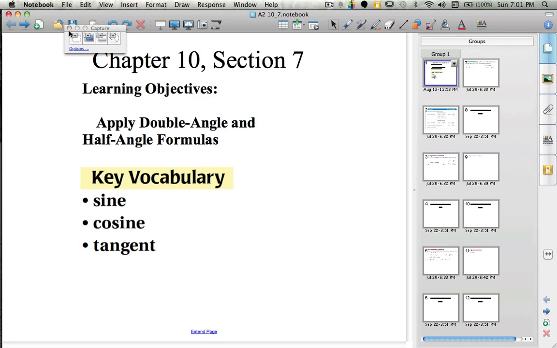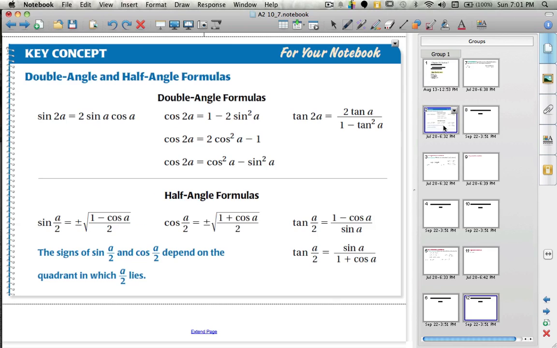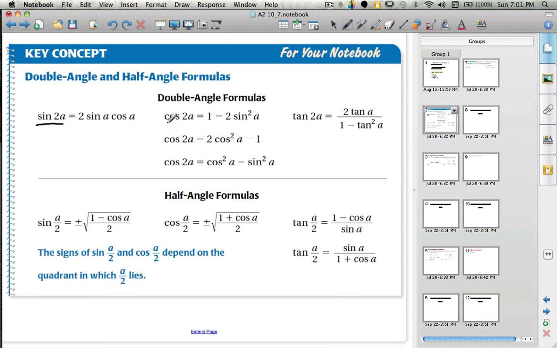So in our final section of the text, section 10.7, we're going to be working with double angle and half angle formulas. And your vocabulary is vocabulary you've already had before: sine, cosine, and tangent. I'm sure you all know what those are by now. So here are our double angle and half angle formulas. They're different for double sine, double cosine, double tangent, half sine, half cosine, and half tangent. It's important to remember that the signs of these will depend on the quadrant where it lies, so you'll need that extra information because these can vary.